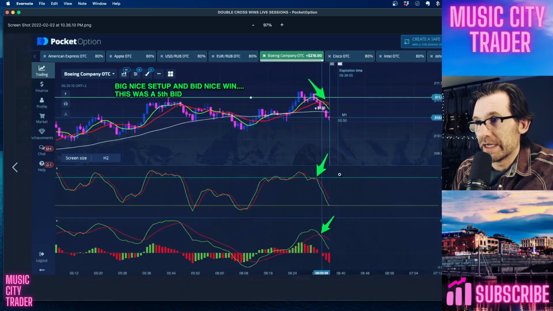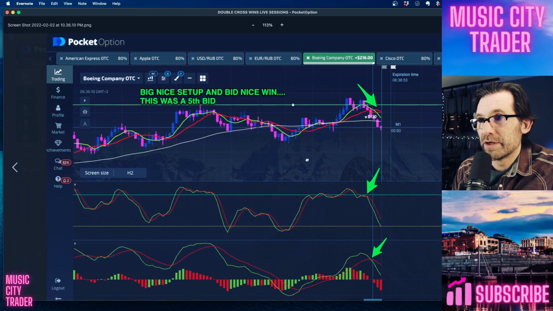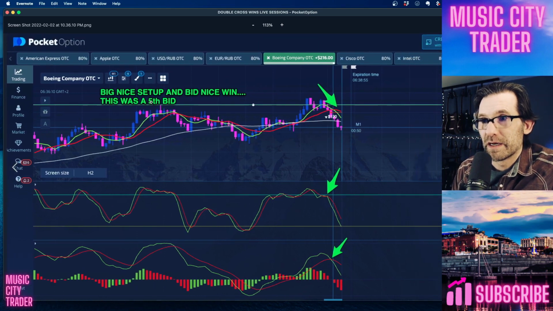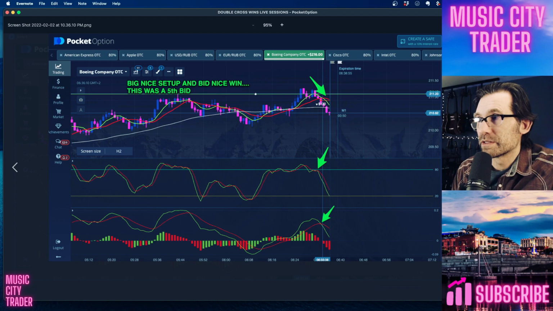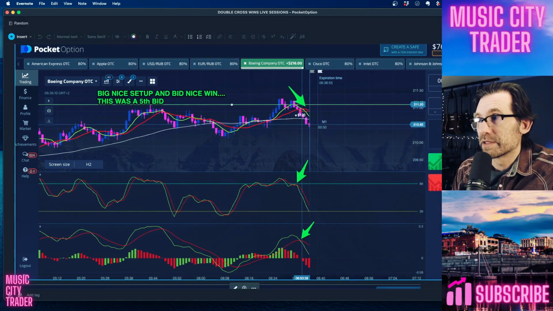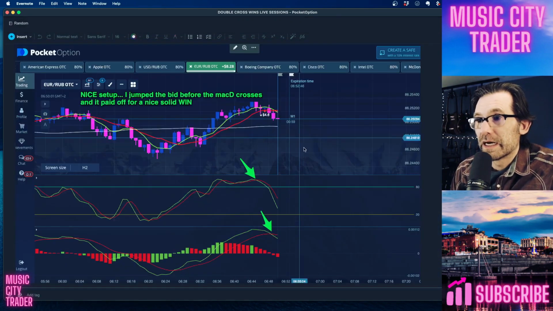It was great. Also, I noted this is a level of support resistance right here. So it had already hit support resistance, and I think it's going to go back down anyway. So you can use support and resistance as well. And I won that trade. It's a $120 trade, so that was good. Again, here's a nice setup. I jumped the bid before the MACD crossed, and it paid off for a nice solid win.